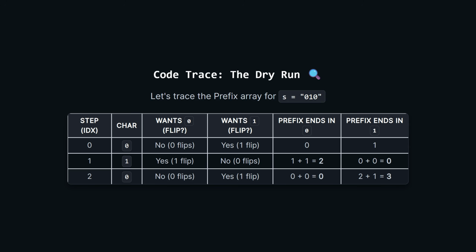Code can be hard to visualize just by looking at it, so let's run a tiny example, 0, 1, 0, through the prefix part. At the very first character, a 0, making it a 0 costs nothing, but making it a 1 costs a flip. Moving to the next character, a 1. If we want it to be a 0, it costs a flip, plus the cost of the previous character being a 1. We just keep chaining these costs forward. By the end, we can see exactly how many flips it takes to force the whole string into either pattern.